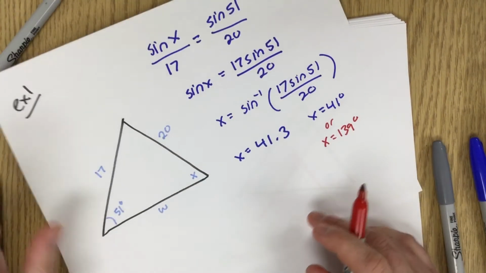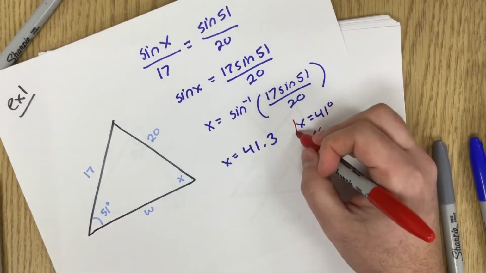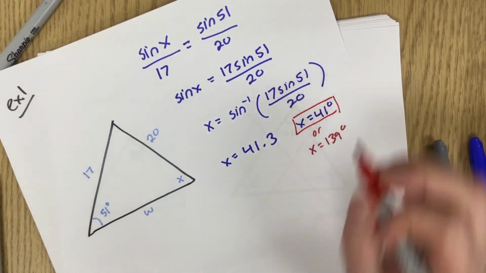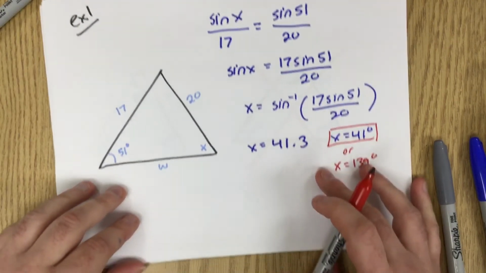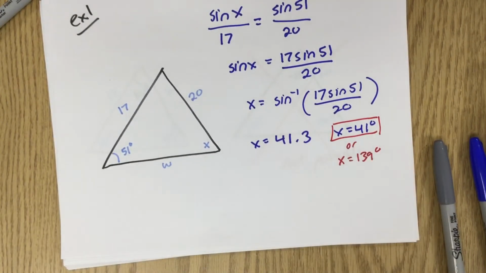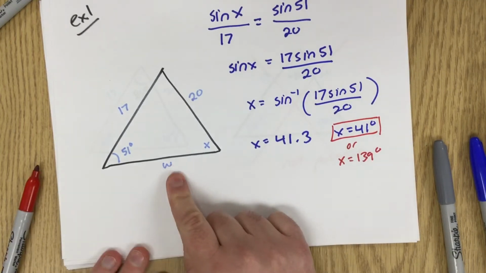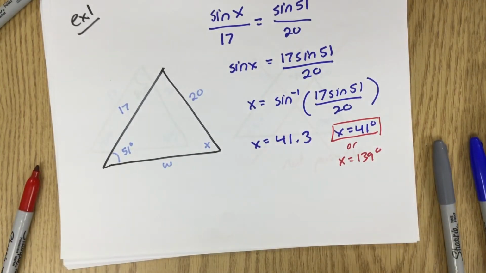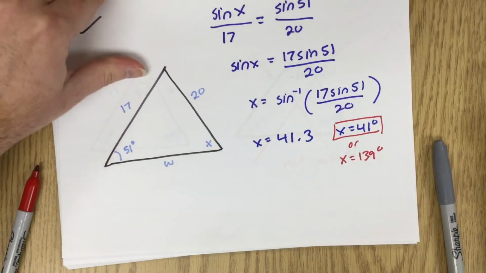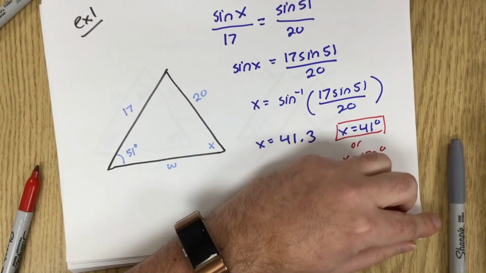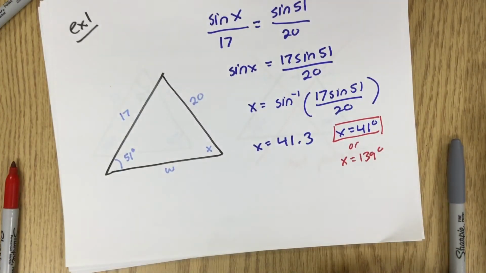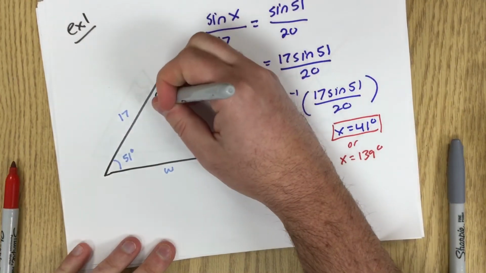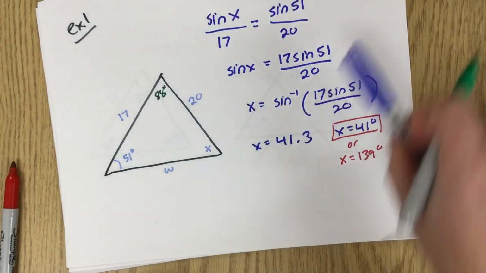So what we find out is x equals 41 degrees is the only possible answer. And since that's the only possible answer, then when we figure out w, we're only going to use that. Right? So we know that if x is 41, then the top angle is 88. So we know that the top angle is 88.